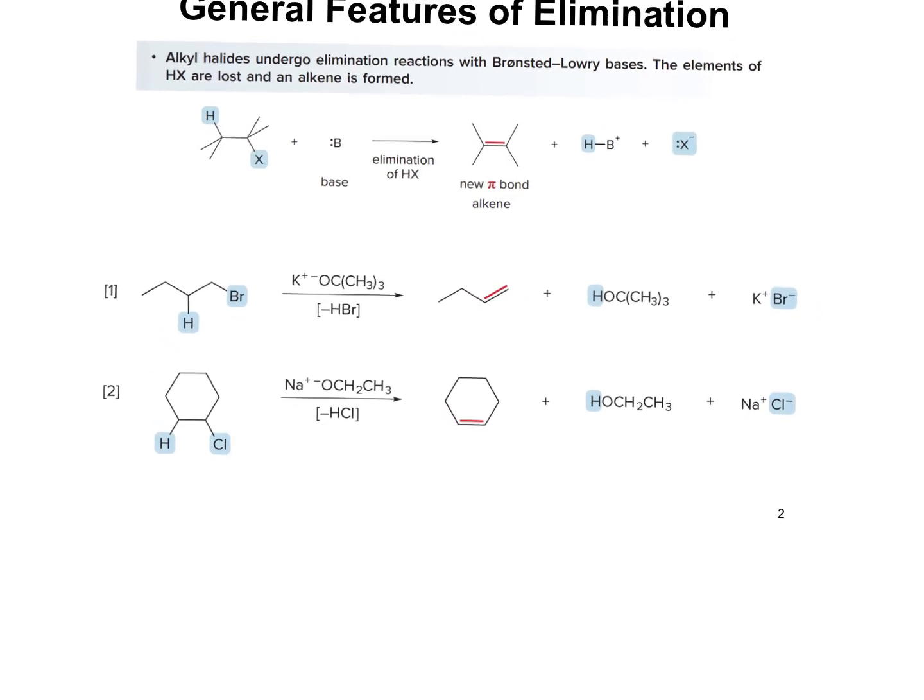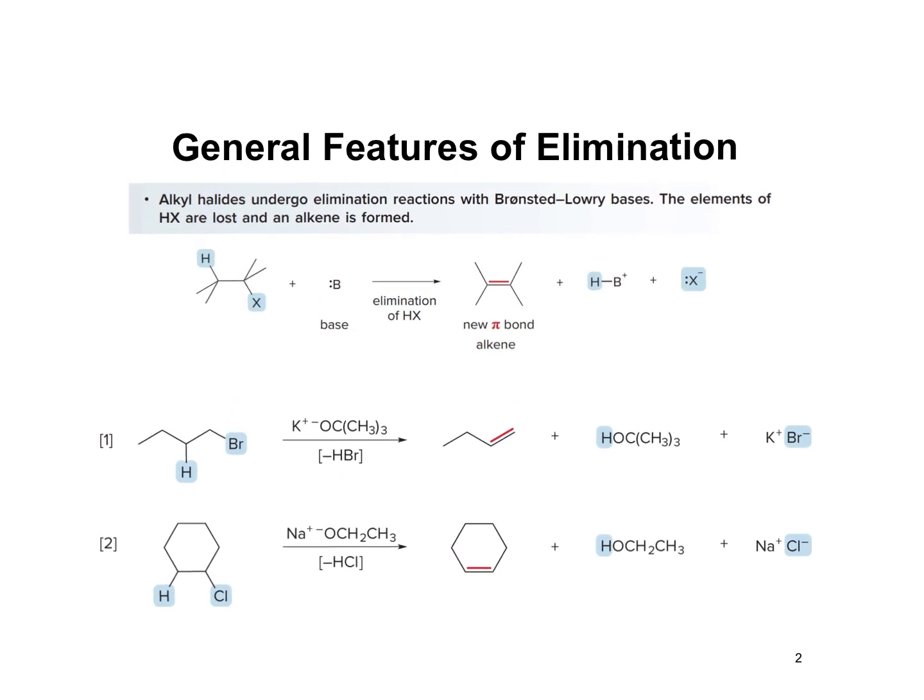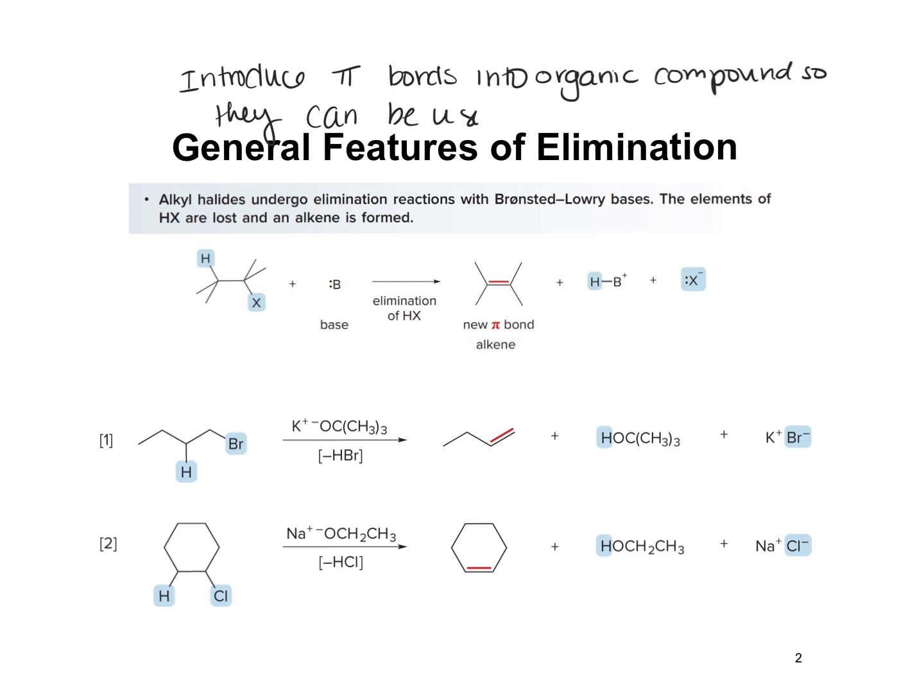Now, let's talk about some of the general features of elimination reactions. Elimination reactions are really used to introduce pi bonds into organic compounds, so they can be used to produce alkenes, which are the double bonds, and alkynes, which are the triple bonds. And these have different reactivities as well. Now, elimination reactions involve the loss of elements from the starting material to form a new bond in the products.